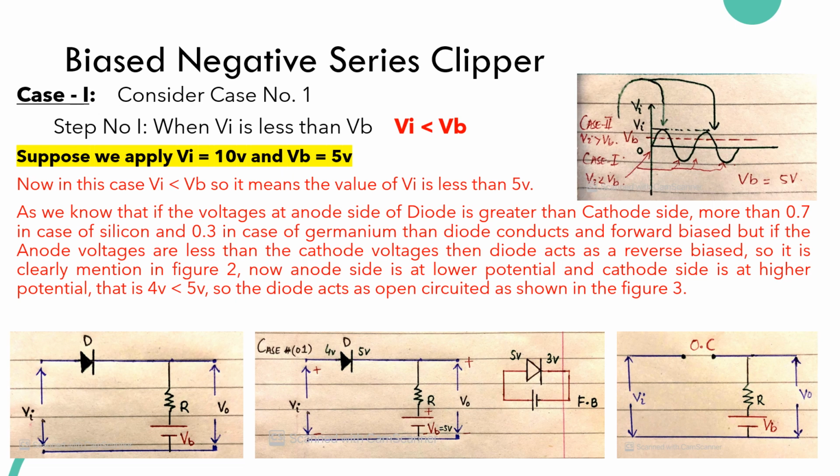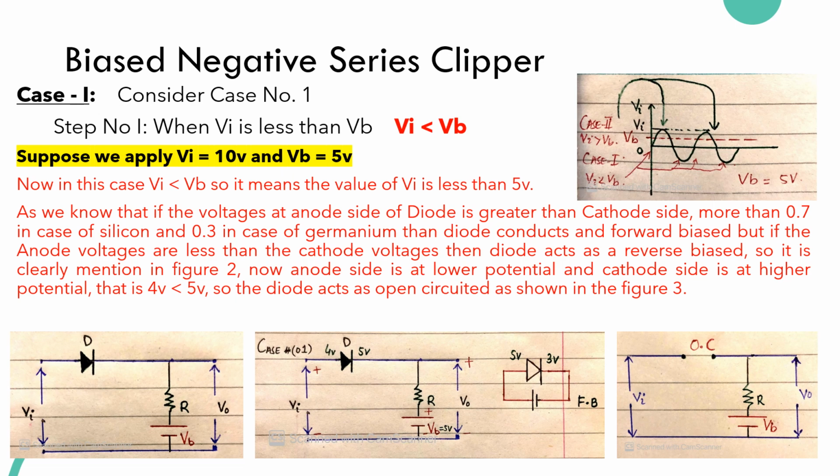Now in this case, suppose we apply VI is equal to 10 volts and VB, which is a fixed bias voltage battery, is equal to 5 volts, which is already marked in the positive half cycle. And in this case VI is less than VB, means VI is less than 5 volts.